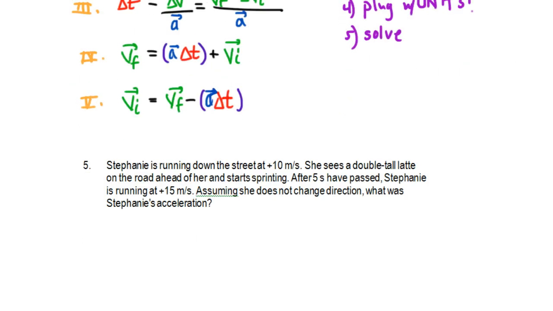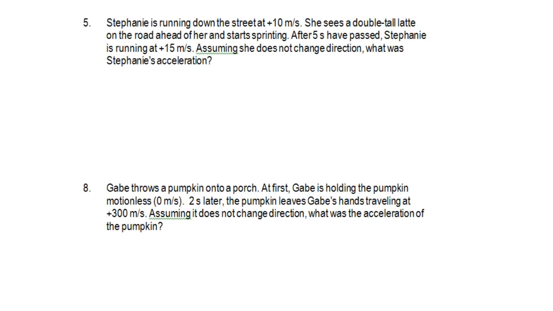And so let's do number 5 first. The first thing is Stephanie's running down the street at plus 10 meters per second. She sees a double tall latte on the road ahead of her and starts sprinting. After 5 seconds have passed, Stephanie is running at plus 15 meters per second. Assuming she does not change direction, what was Stephanie's acceleration? The first thing you want to do is see in the question sentence what is the question asking for? Well, in this case, it's asking for acceleration. Okay, that is what they're asking for.